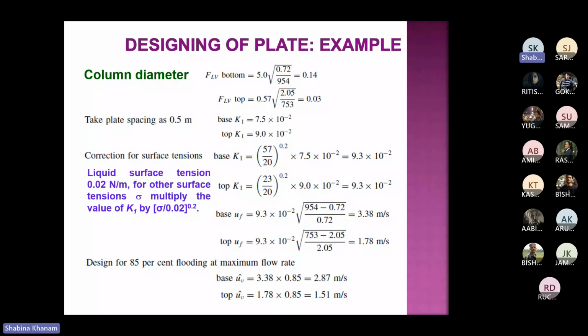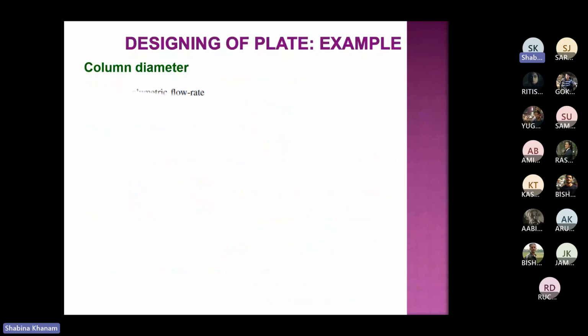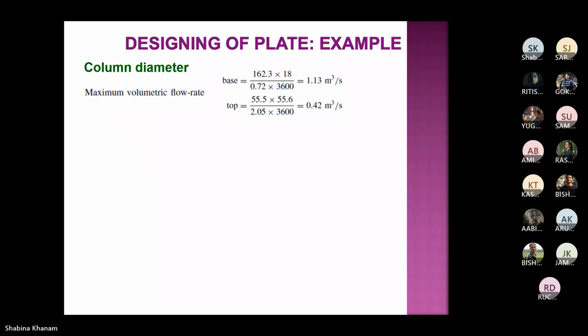Now, once I'm having this vapor velocity, we need to find out the vapor volumetric flow rate. So the maximum volumetric flow rate is this 162.3 into 18 by 0.72.